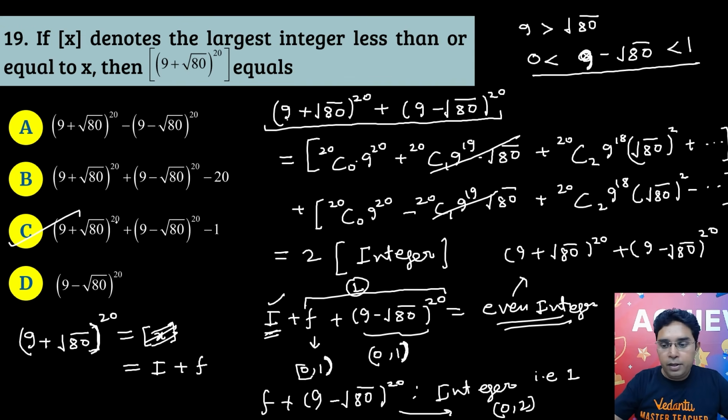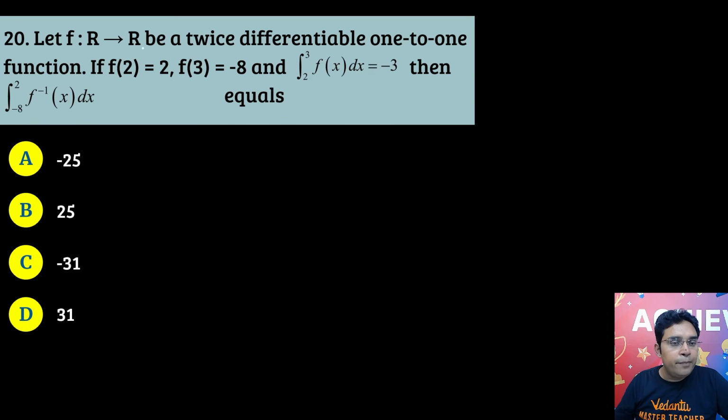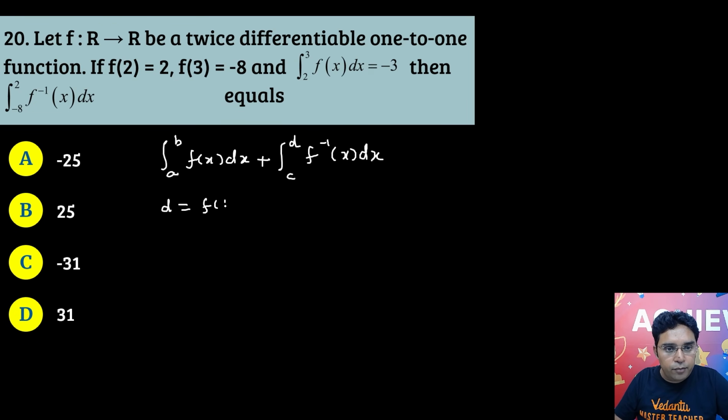Okay. Coming to the next question, question number 20. Let f: R to R be a twice differentiable, one-to-one function. f(2) is 2, f(3) is minus 8, and integral from 2 to 3 of f(x) dx is minus 3. Then we have to find integral from minus 8 to 2 of f inverse x dx. Now this question is based on that property that if you are given integral a to b f(x) dx plus integral c to d f inverse x dx, where d is equal to f of b and c is equal to f of a.